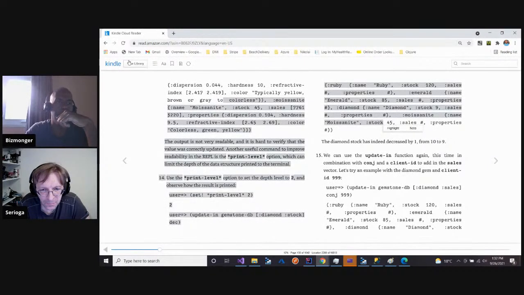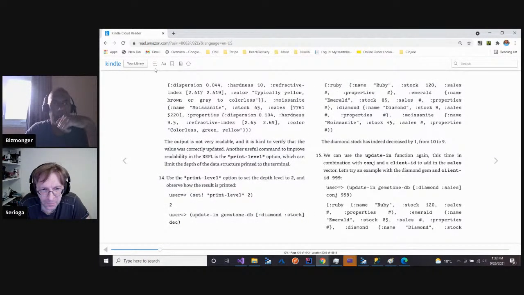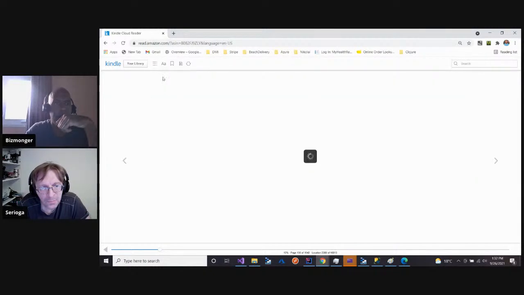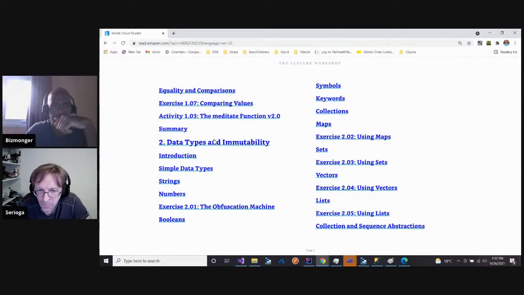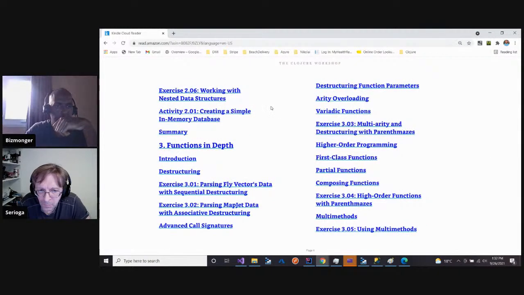Hold up for a second. What chapter am I even on? Table of contents. I'm past all this part. I think I'm in data types: strings, numbers, maps, sets, vectors, lists. Yeah, I'm at collection and sequence abstractions. And this is what I look forward to, creating an in-memory database. I didn't get to this part yet, but that's the next activity more than likely.